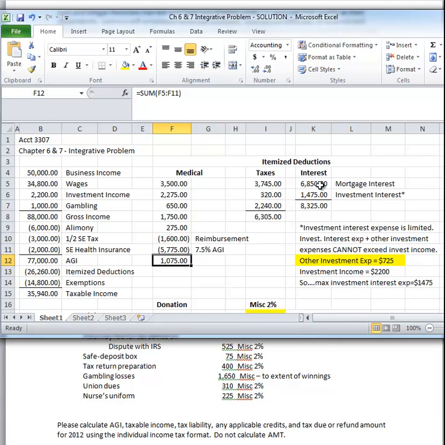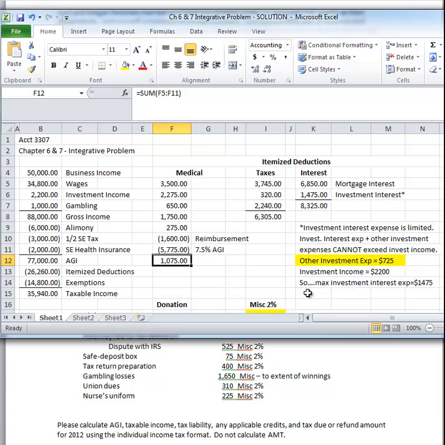Then for interest, home mortgage interest, you can deduct, no issue. Now we need to talk about the limitation on investment interest. We have investment interest expense, and it's limited. Remember that if you take all your investment expenses, which would be investment interest expense plus those other investment expenses, combined, you cannot deduct more than what you have in income. We said over here that our investment income was $2,200. So that's the maximum amount of deduction you can take.